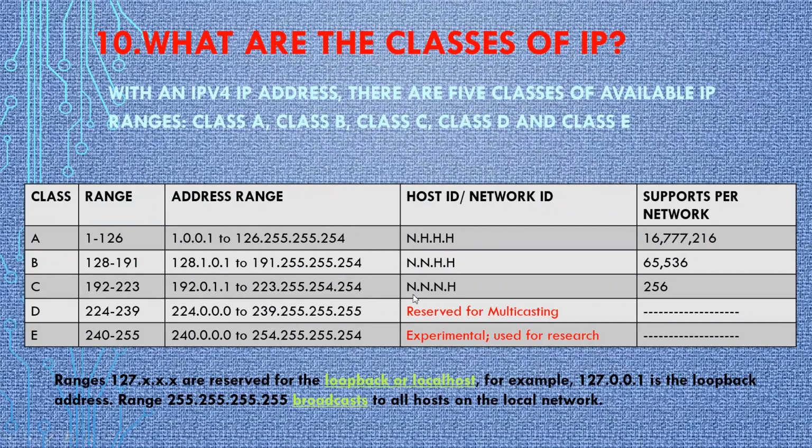The first 3 groups represent network IDs, and the last group represents the host ID, and it can provide about 256 different IP addresses per network. The third group ranges from 224 to 239. It is the address range reserved for multicasting. Class E ranges from 240 to 255.